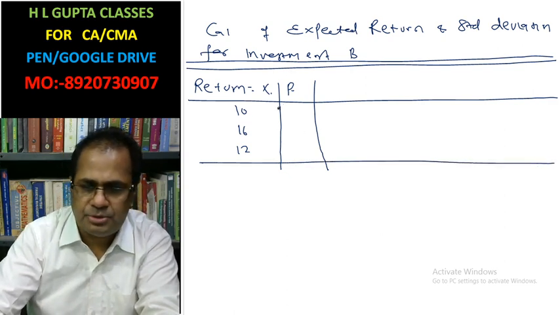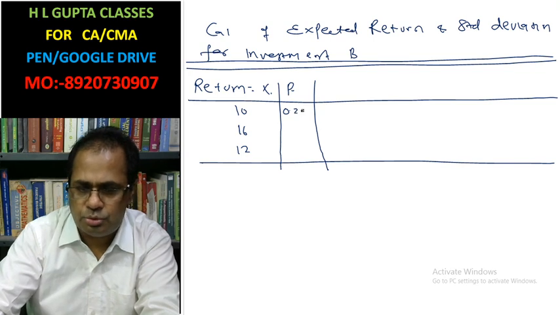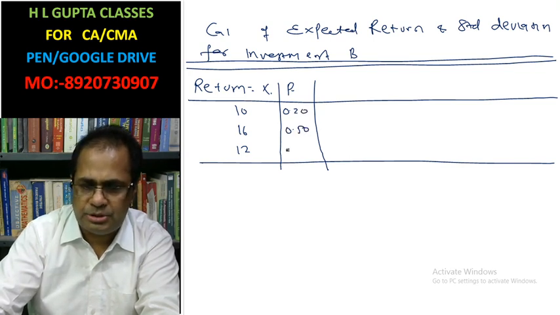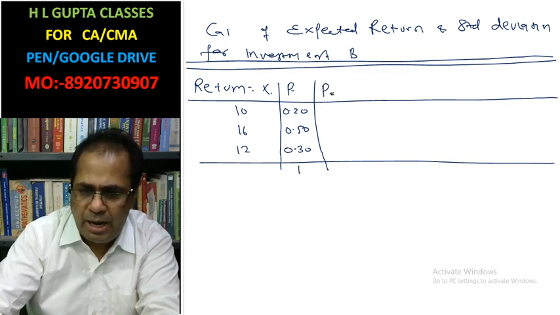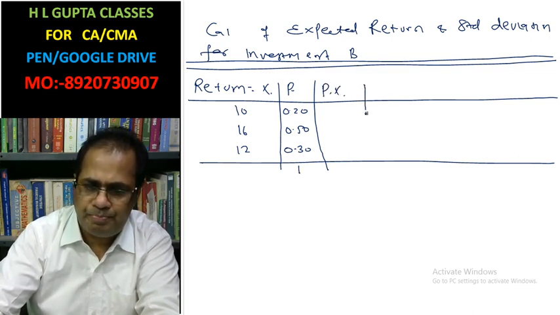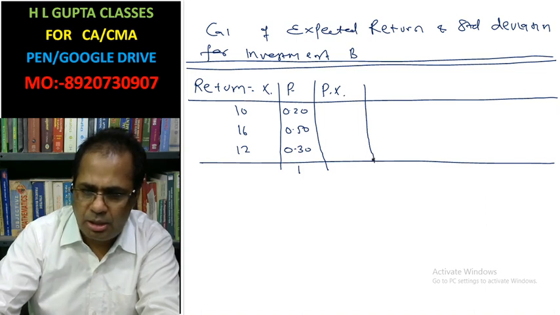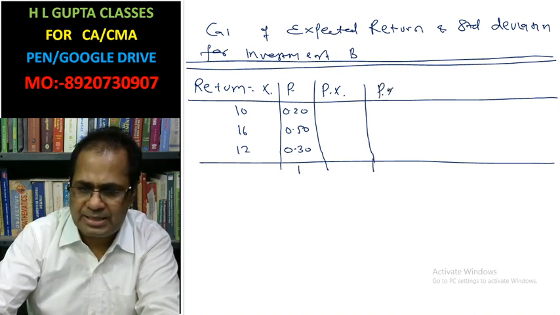0.2, 0.5, 0.3. The sum is 1. Now you have to calculate PiXi, and in another column you should have PiXi x square.